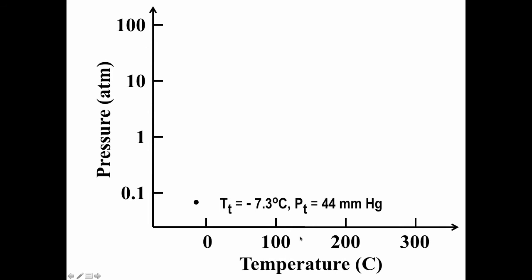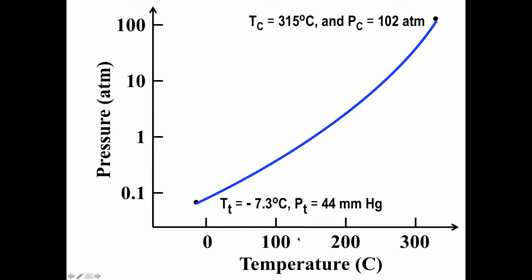So there is the triple point plotted. There is the critical point plotted, and the triple point and the critical point will be joined by a phase boundary between liquid and gas, that is the vapor pressure line.